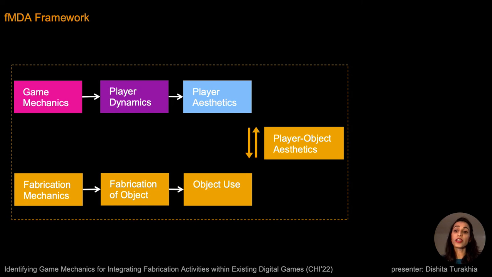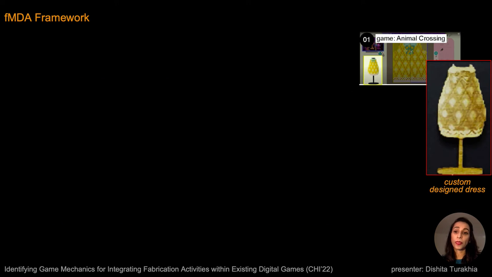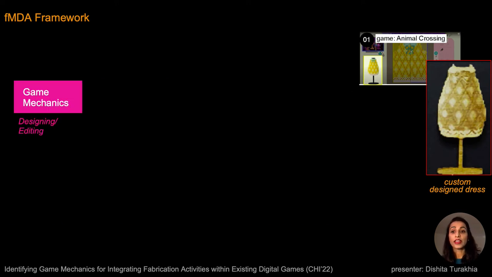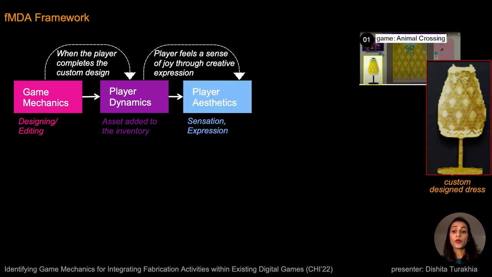So let me first briefly explain this f-MDA framework using the example of the game Animal Crossing and the fabrication event where the player can design their own custom clothing and fabricate it. In this example, the game mechanics of designing and editing allow the player to customize a game object. And once the player completes the custom design, the player dynamics allow the player to add this asset to the inventory. This event is aimed to provide the player with a sense of joy through the process of creative expression, which is what we call the player aesthetics, or the desirable emotional responses evoked in the player.